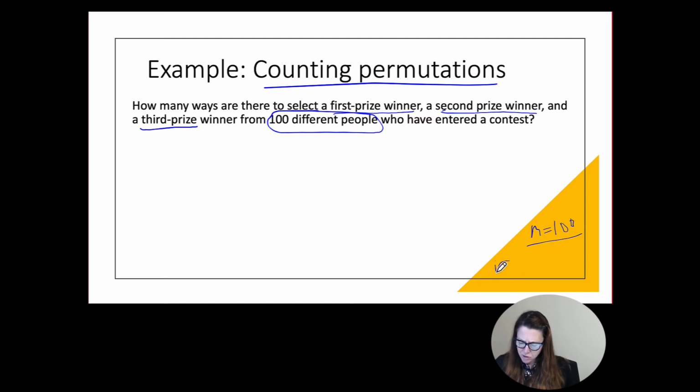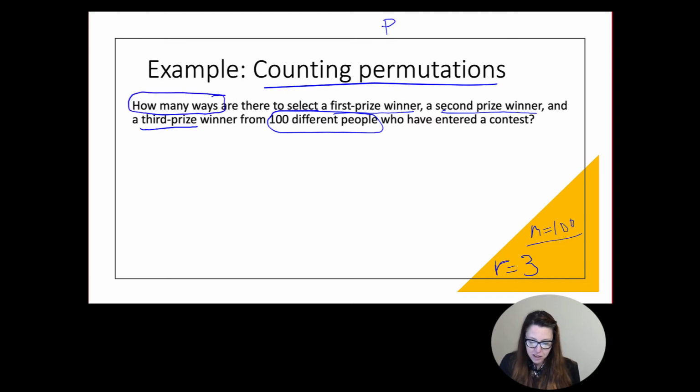What type of permutations am I looking for? 1 permutations, 2 permutations, n permutations. R is 3. I'm looking for the 3 permutations. How many ways can I put the first, second, and third prize winners together? So what I'm looking for then, and it says how many ways.